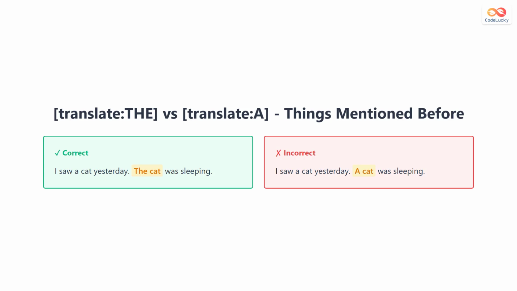Let's compare the and a. If I say I saw a cat yesterday and then the cat was sleeping, this is correct. We use a the first time because we introduce something new. We use the second time because we are talking about that same specific cat. However, if I say I saw a cat yesterday and then a cat was sleeping, this is wrong. It sounds like we are talking about a different cat, not the one we already mentioned.